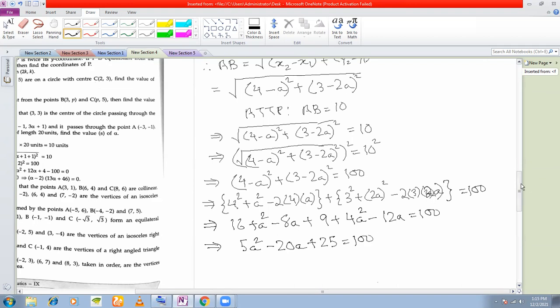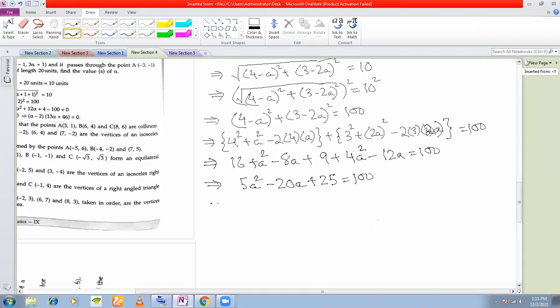Now you take 100 also on the other side so that the right hand side becomes 0 and you get a quadratic equation. So you get 5a square minus 20a plus 25 minus 100 is equal to 0. That means you get 5a square minus 20a. 25 minus 100 will be minus 75. Minus 75 is equal to 0.